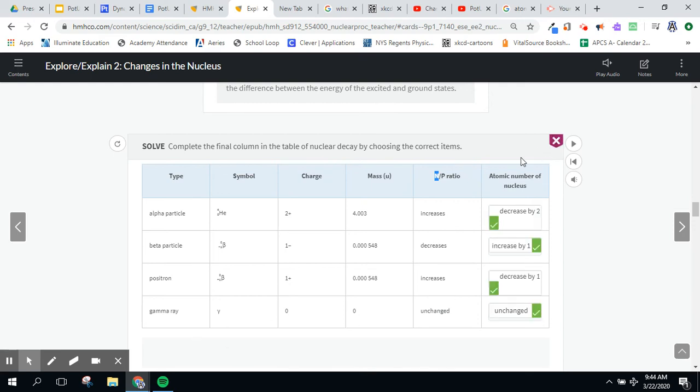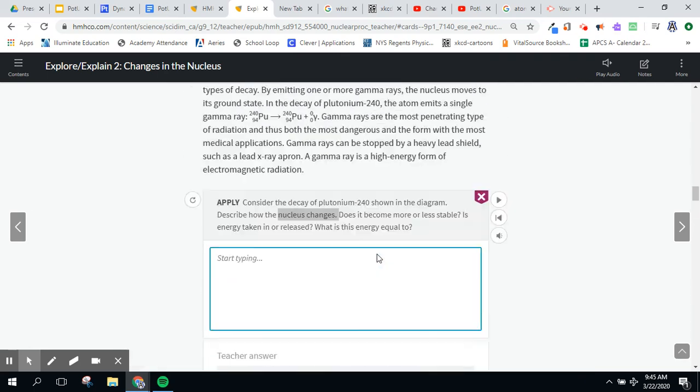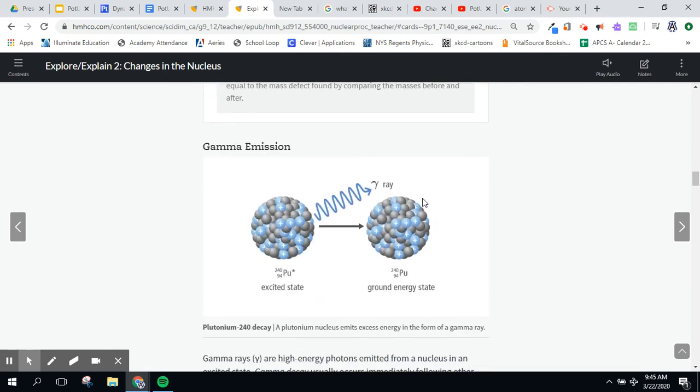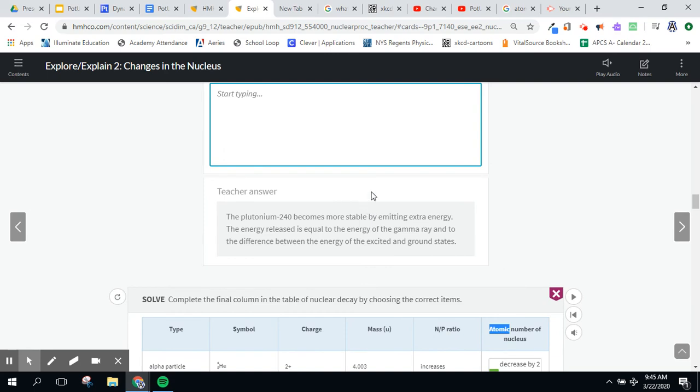So if we look at the answer to this, our atomic number, which is the number of protons, is decreased by 2 because they're in that helium molecule. And then we have the beta particle. The atomic number is increased by 1. We have more protons, because we have a neutron that's becoming a proton. Positron's the opposite. We have a proton becoming a neutron, so our atomic number goes down. And then a gamma ray doesn't have anything to do with the number of protons and neutrons. It's back to this picture up here, where you have that electromagnetic radiation that is thrown off.